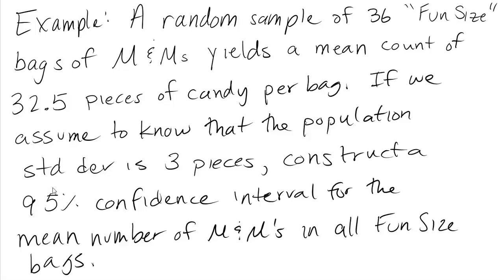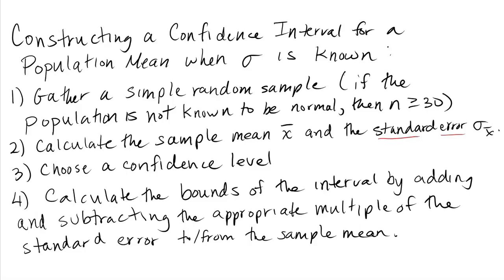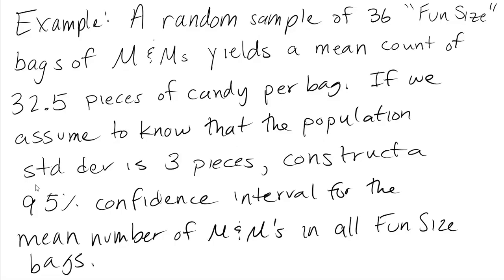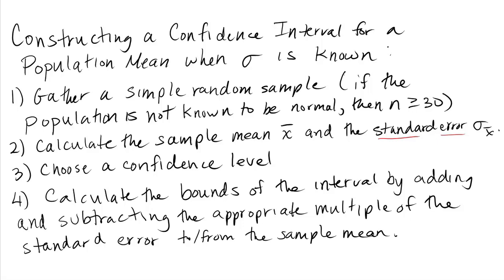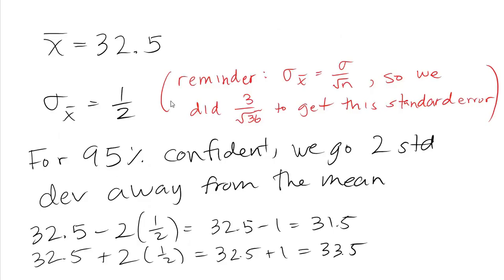We were given the confidence level. In real life, you get to choose it, but in a classroom problem, it's given to you. So here we were told to use 95% confidence. So in the second step, we were told to calculate the standard error, and we did that in our problem.